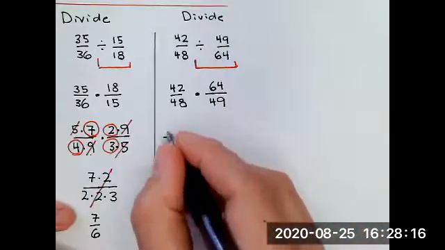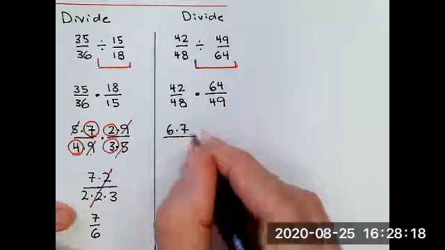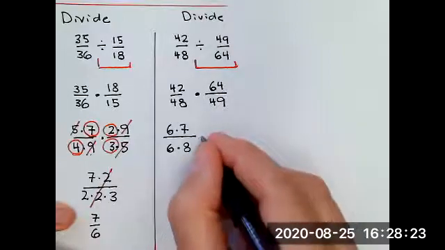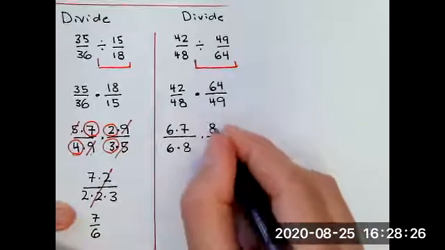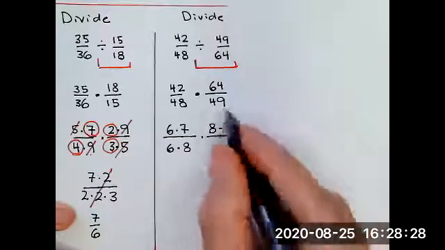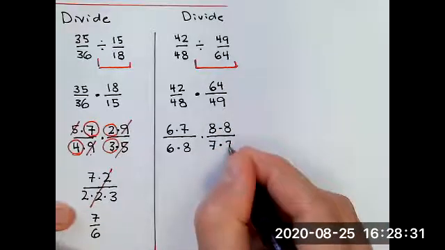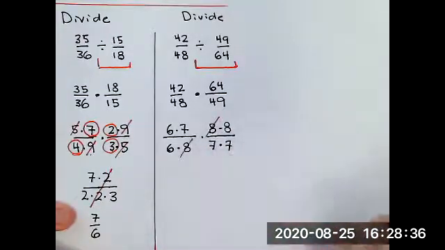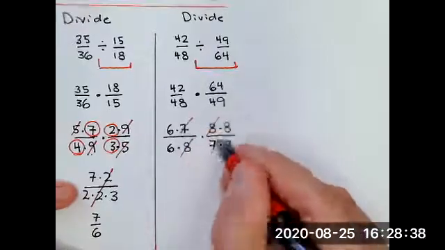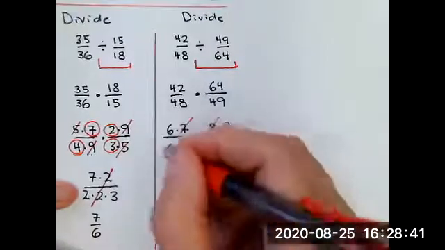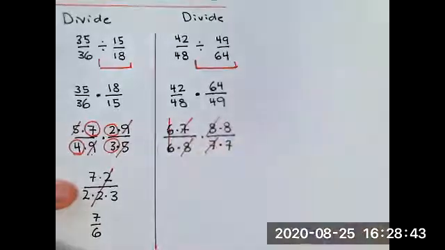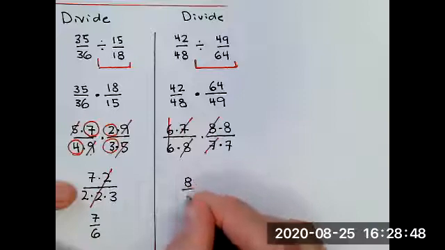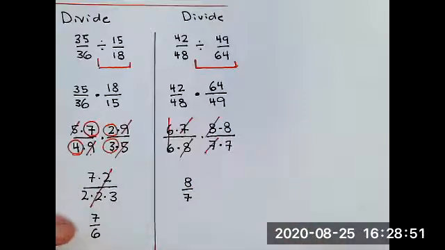So 42 is 6 times 7, 48, 6 times 8, 64, 8 times 8, 49, 7 times 7. 8 over 8 is equal to 1. 7 over 7 is equal to 1. 6 over 6 is equal to 1. So the answer is 8 over 7. Let's do another one.